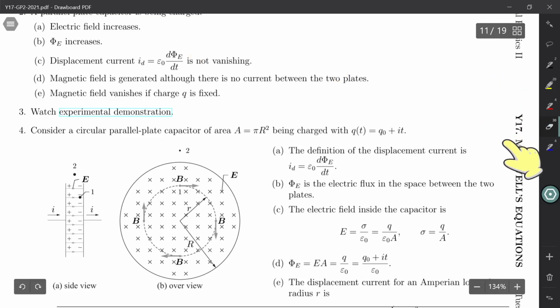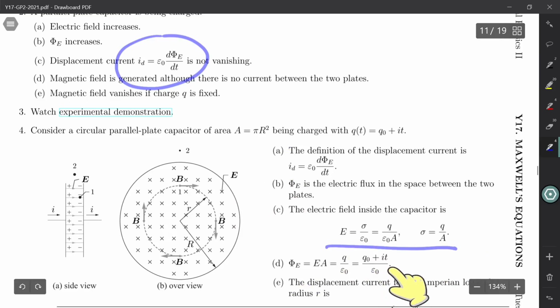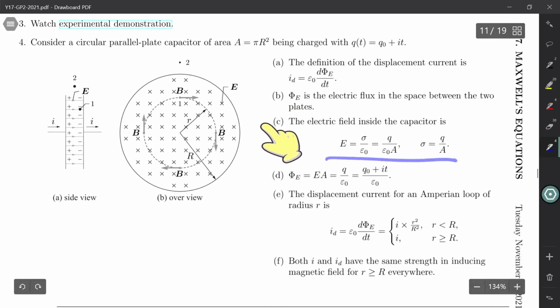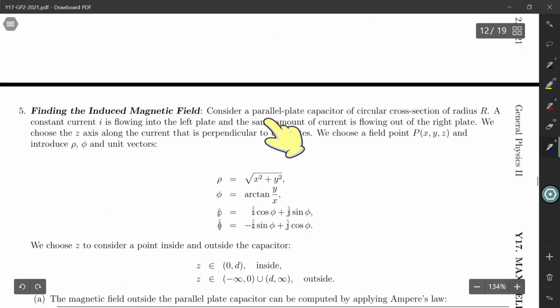That's the reason why displacement current is of this kind of form. And the detailed derivation of the displacement current is on this and the next page.